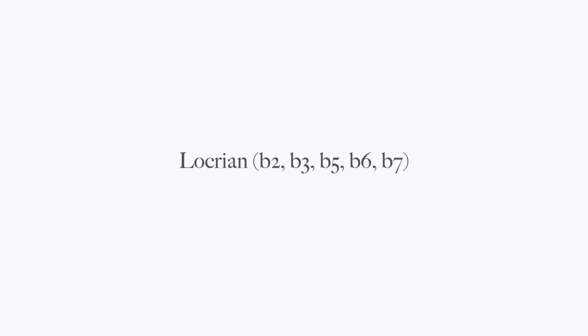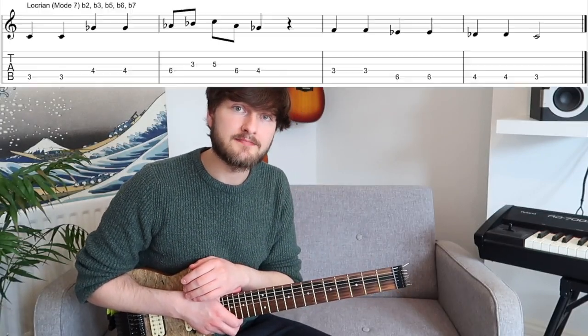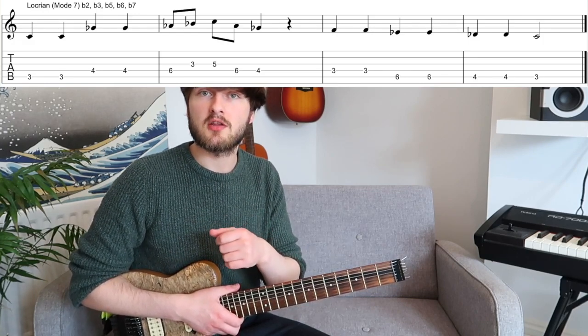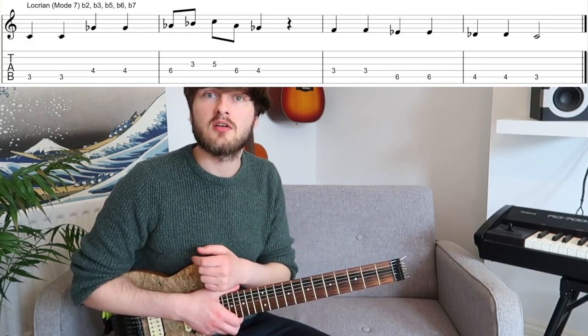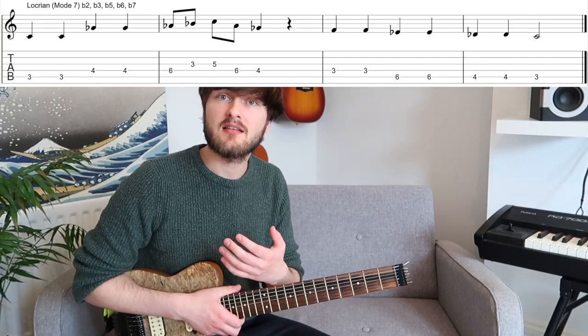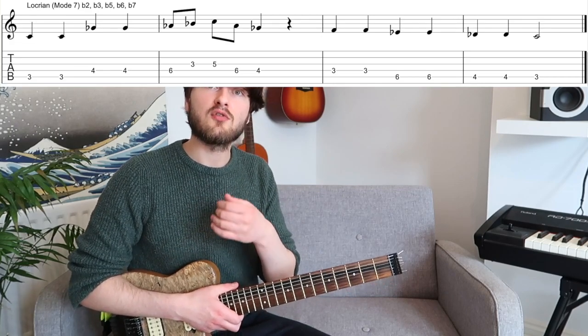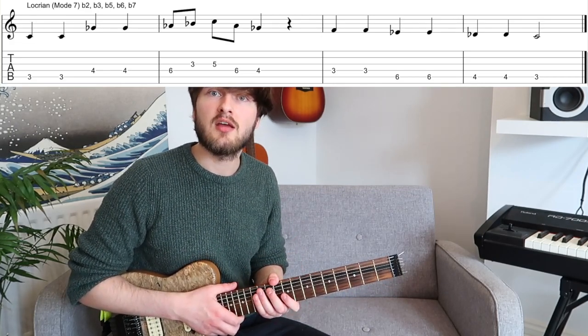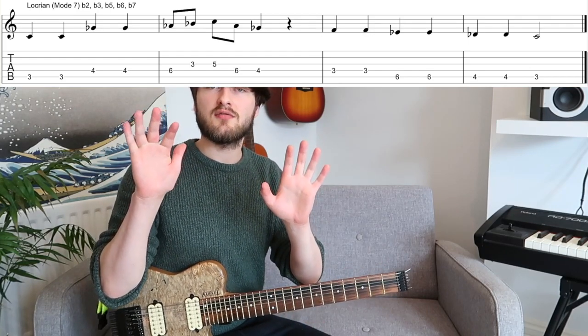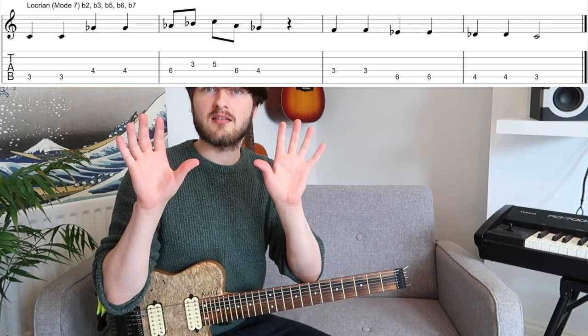Locrian, flat 2, flat 3, flat 5, flat 6, flat 7. The Locrian mode is probably the least commonly used of all the 7 modes of the major scale. It contains the flat 2, the flat 3, the flat 5, which is responsible for the dark, diminished sound world, the flat 6th, and the flattened 7th. We're in the key of 5 flats, D flat major, and therefore C Locrian is the 7th mode in the key of D flat major. D flat, E flat, F, G flat, A flat, B flat, C.